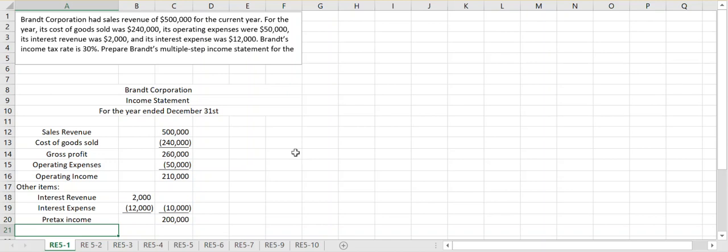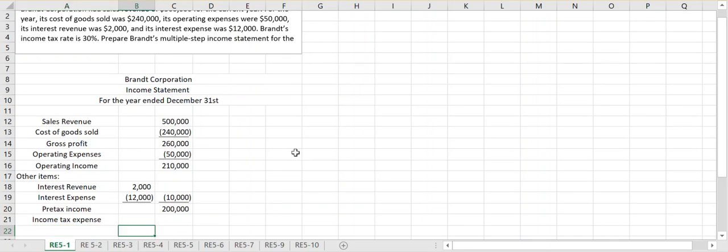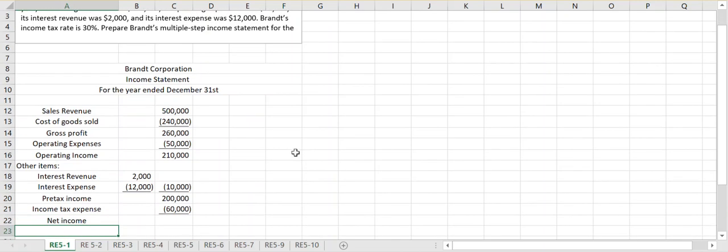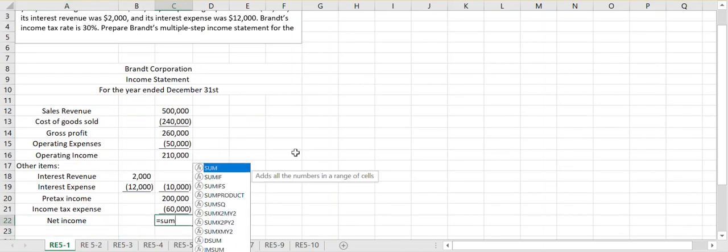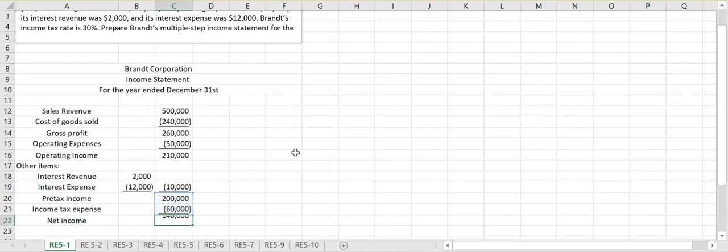of $200,000. And then they told us our income tax rate was 30%, so our income tax expense would come next. So they told us that it's 30%, so it's going to be 30% of our pre-tax item. We're going to multiply that by 30%. So we're going to take $60,000 for our income tax expense. And finally, that arrives us back to our net income for our business at $140,000.